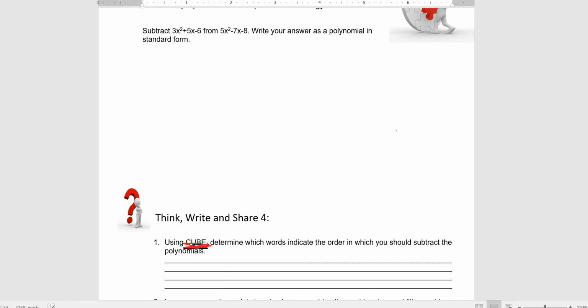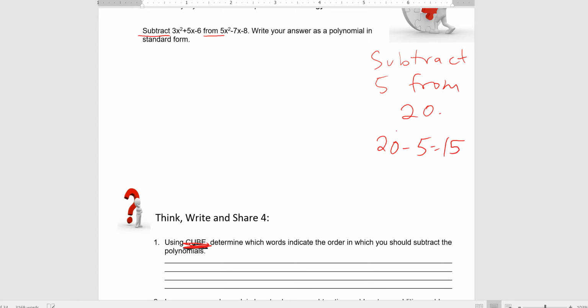Now, the only words we see here are subtract this polynomial from that polynomial. If we go to the side, we come up with something much easier, like subtract 5 from 20. What would we get if we wanted to subtract 5 from 20? So we know we would get 15, because 20 minus 5 gives us 15.